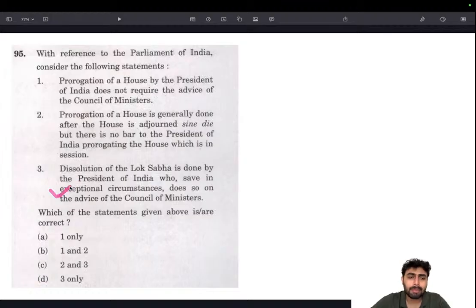For example, if they are losing the majority, or the party in power wants to prepone the election or calls for a quick election, they can do so by recommending the President to dissolve the Lok Sabha. Things like that can happen. So one is wrong and two is right. So we'll get the answer as C. Question 95 is C. So that's how we arrive at the answer.